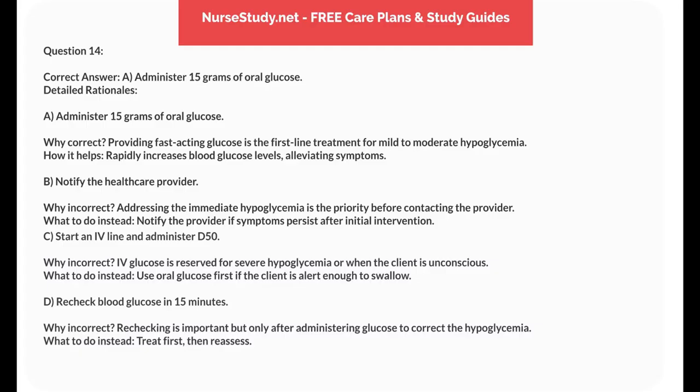C. Start an IV line and administer D50. Why incorrect? IV glucose is reserved for severe hypoglycemia or when the client is unconscious. What to do instead: use oral glucose first if the client is alert enough to swallow. D. Recheck blood glucose in 15 minutes. Why incorrect? Rechecking is important but only after administering glucose to correct the hypoglycemia. What to do instead: treat first, then reassess.